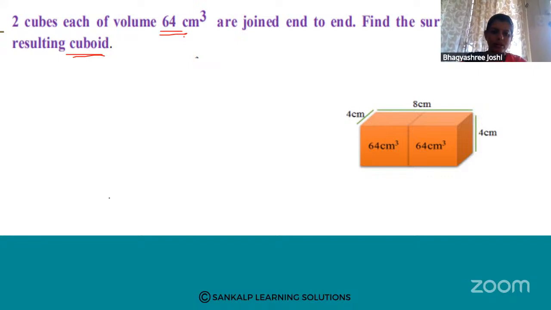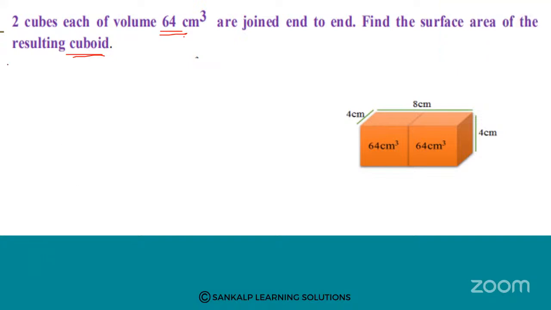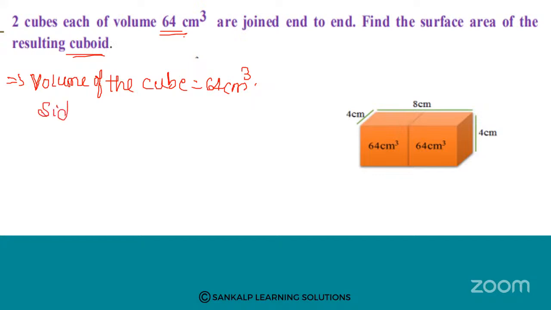Now, what they have given in the question is, see, volume of the cube they have given. Yes or no? Volume of the cube is equal to 64 centimeter cube they have given, right? Next. So, each side is of 4 centimeter. Yes. So, side is 4 centimeter.